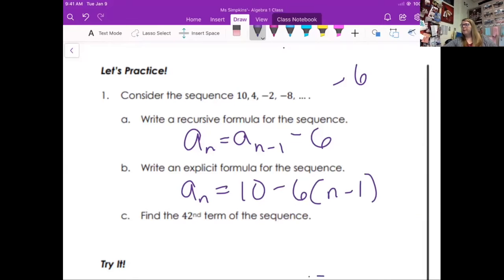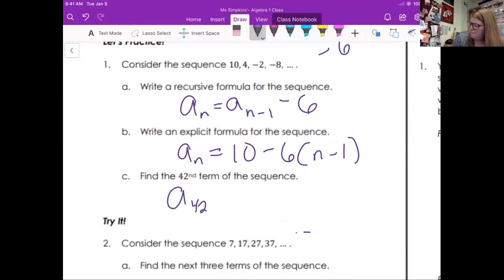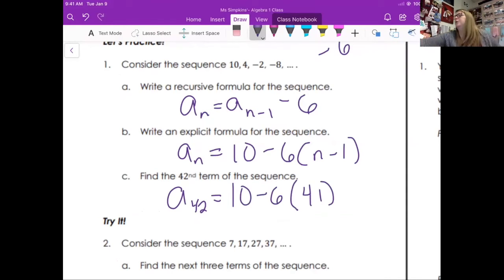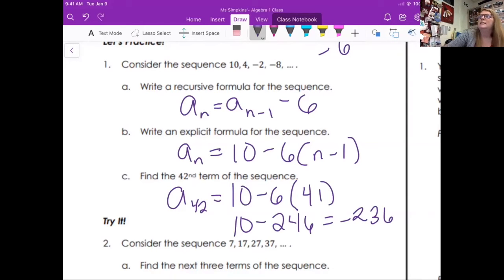So if we are looking for the 42nd term, A42, we would have 10 minus 6 times, what's one number before 42? 41. So go ahead and calculate what the 42nd term would be. 6 times 41 would give us -246, and 10 minus 246 would be -236. That would be the 42nd term of the sequence.